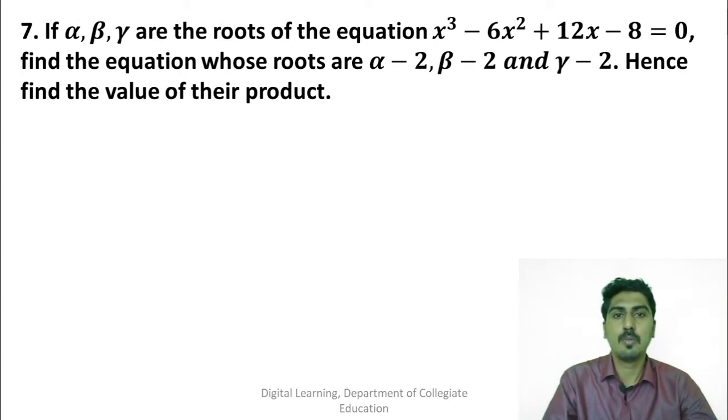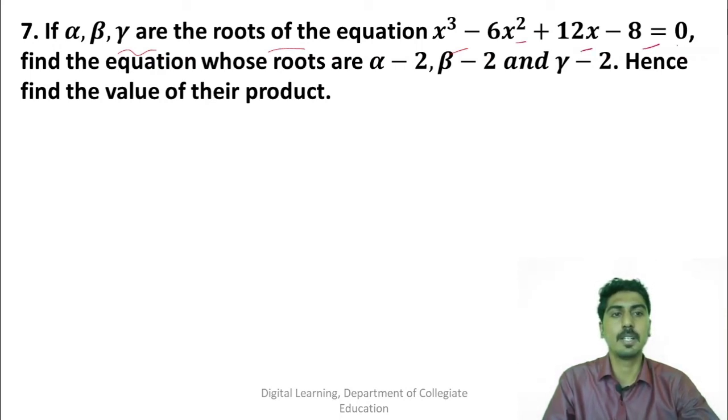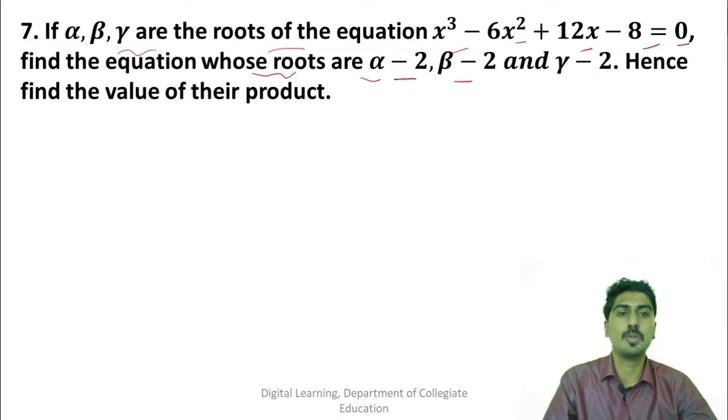Now I consider one last problem. If alpha, beta, gamma are the roots of the equation x cube minus 6x square plus 12x minus 8 equal to 0, find the equation whose roots are alpha minus 2, beta minus 2 and gamma minus 2, and hence find the value of their product. In other words, we have to diminish the roots of this equation by 2.